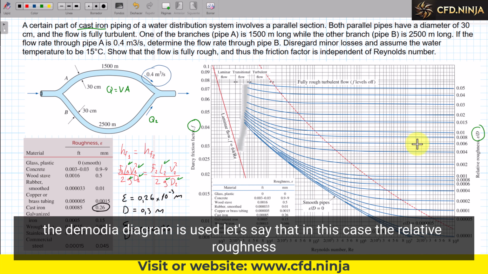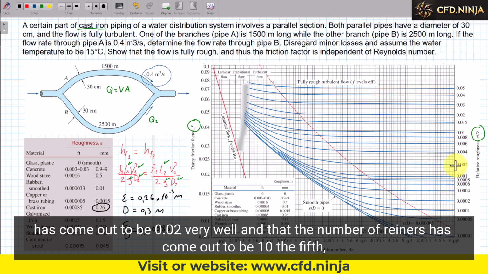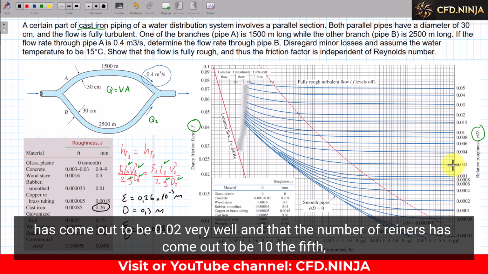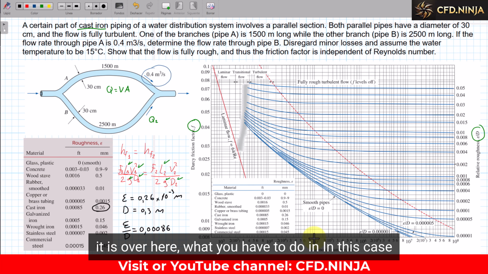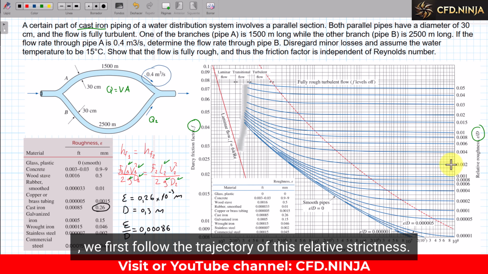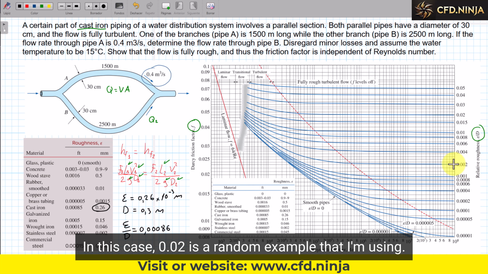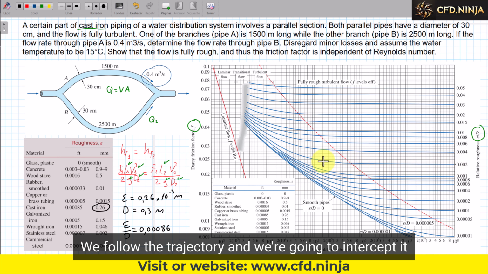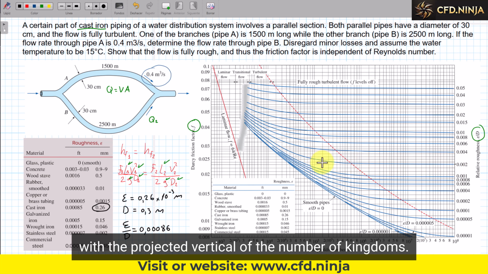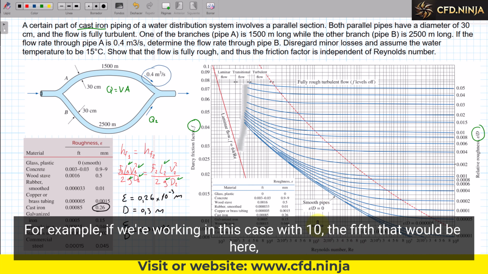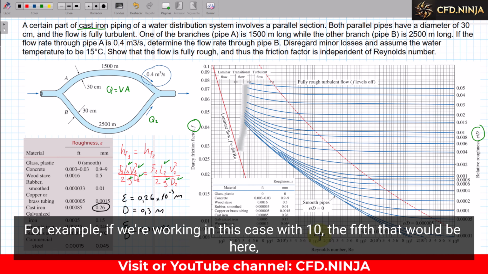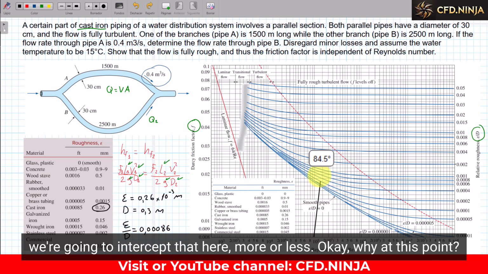Let's say that in this case, the relative roughness has come out to be 0.02, and that the Reynolds number has come out to be 10 to the 5th. Here is what you have to do. In this case, we first follow the trajectory of this relative roughness. 0.02 is a random example that I'm using. We follow the trajectory, and we're going to intercept it with the projected vertical of the Reynolds number. For example, if we're working with 10 to the 5th, that would be here, we're going to intercept that here, more or less.